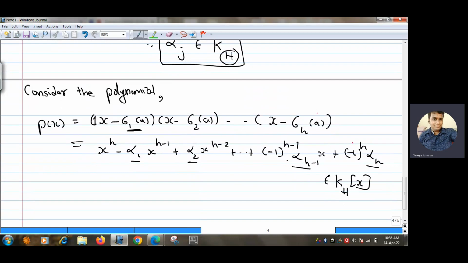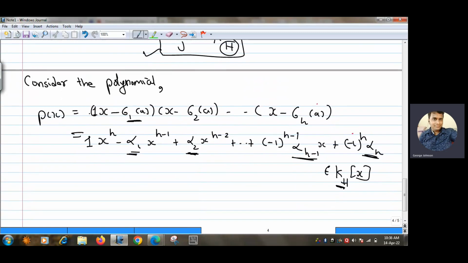It's not that easy to see directly that this polynomial is in KH[x]. But after simplifying, you can easily see that the coefficients, be it 1 or alpha 1 or alpha 2, alpha h minus 1 and alpha h, are all in KH. Here we have proved that alpha j belongs to KH. So now we have constructed a polynomial of degree h which is in KH[x].